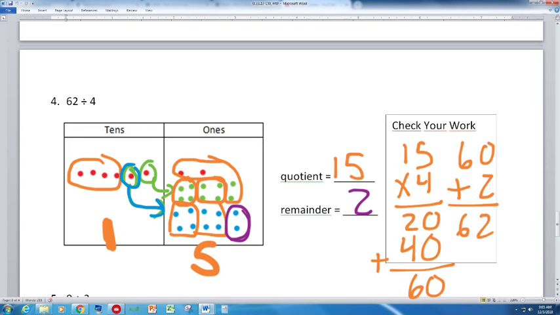And that's lesson 17. Okay, so hopefully parents, this helps you understand what we're doing. Once again, we're staying away from the standard method of division.